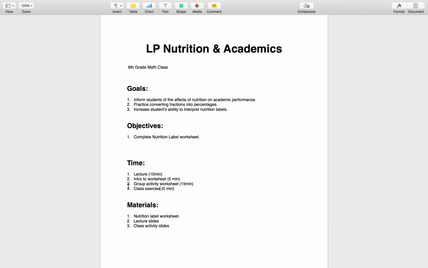So materials will be a nutrition label worksheet, the slides for the beginning lecture, and the class activity slides for the end, and including that the quick nutrition label slide. And I'll also provide little slips of paper so they can write their answers down on that for the exit ticket.